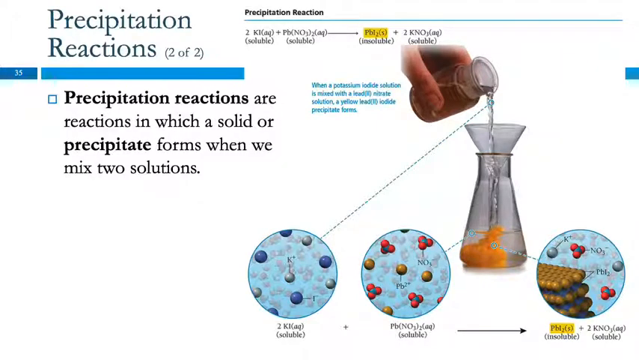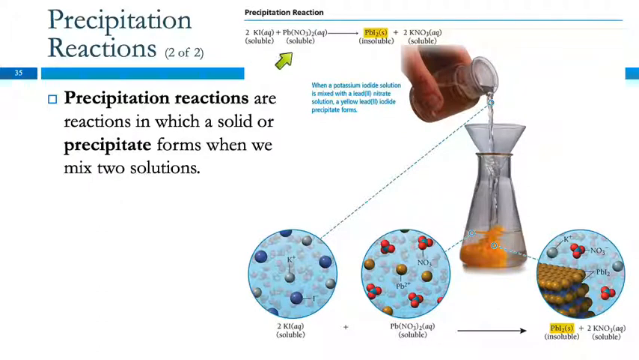So precipitation reactions in general are reactions where a solid, which is called a precipitate, forms when we mix two solutions. So a solid forms that was not there before. Here we have an illustration of a precipitation reaction. Potassium iodide, and if we think about our solubility table, potassium compounds are always soluble. Lead-2 nitrate compounds are always soluble. So these are both soluble.